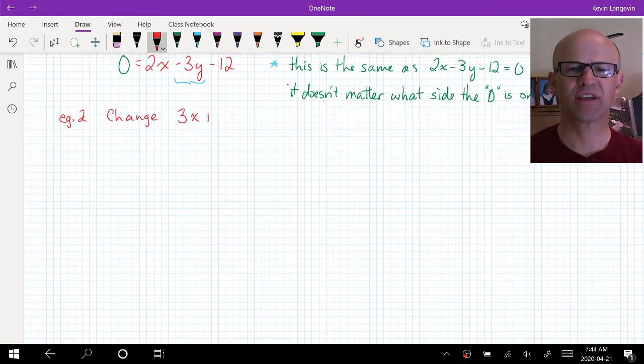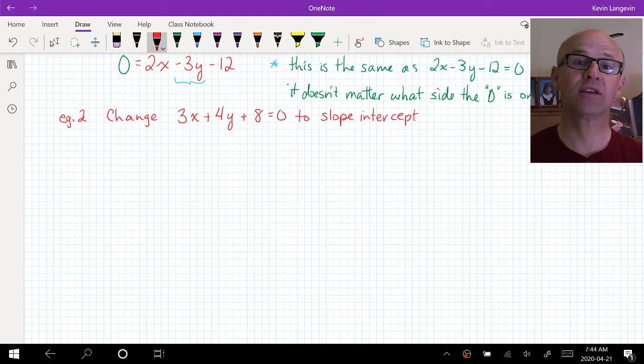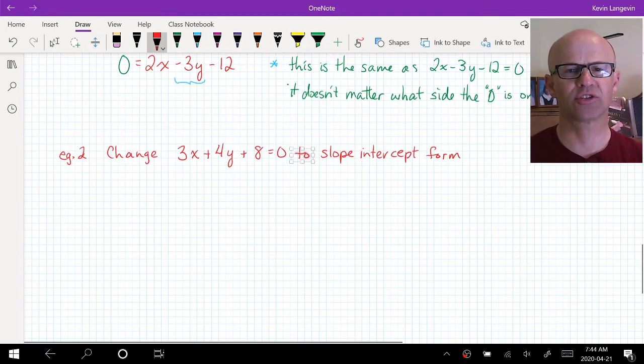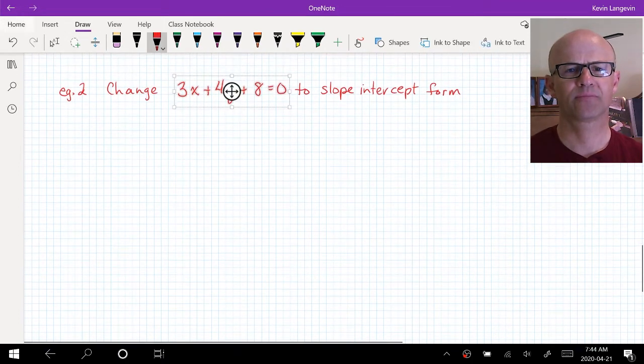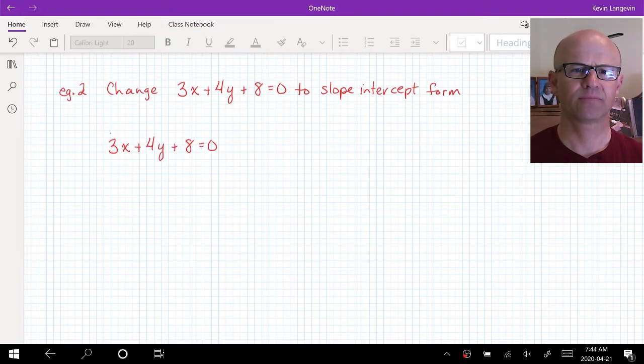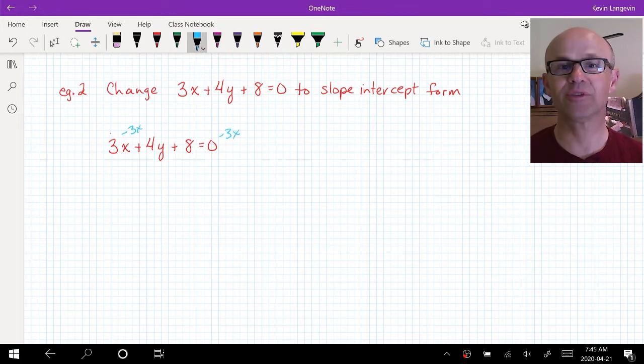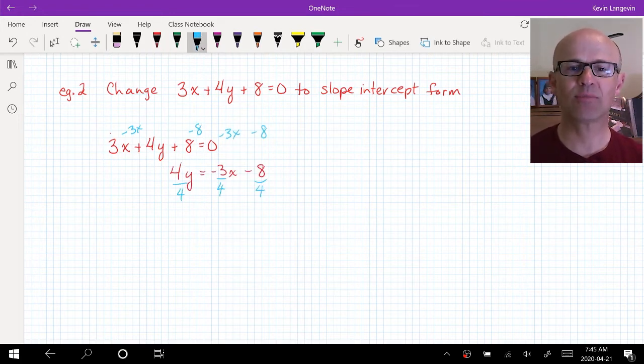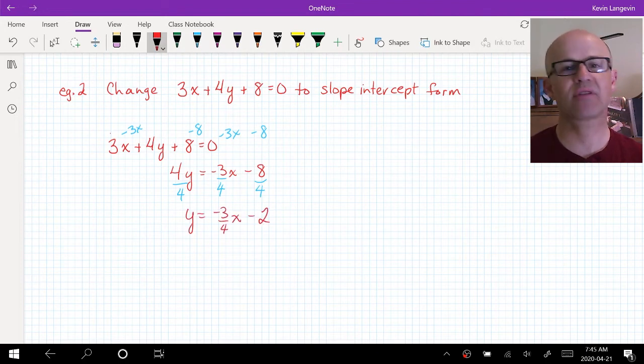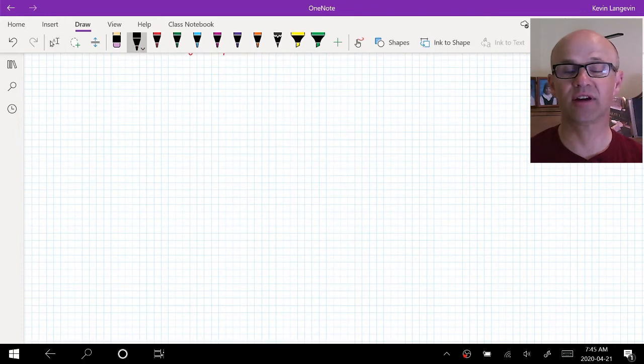This time I'm going to take a general form equation and convert it into a slope-intercept form equation. Again, slope-intercept form is equal to y, so effectively what I want to do is keep the y where it is, and move everything else over to the other side. In this case, I also have to divide by 4 in order to get the y totally by itself.